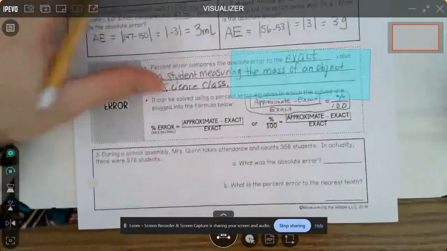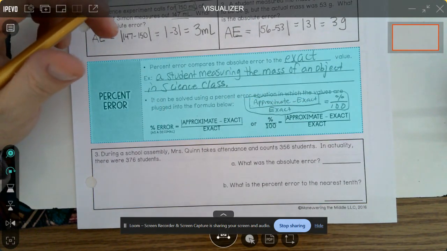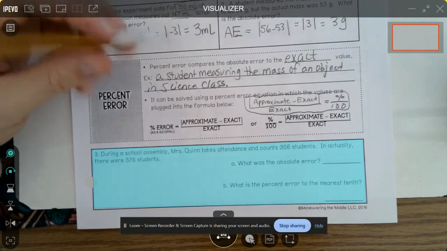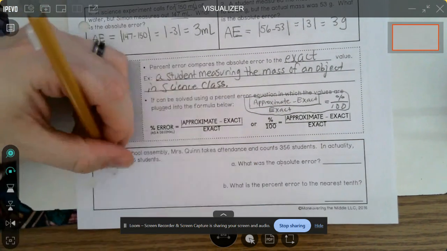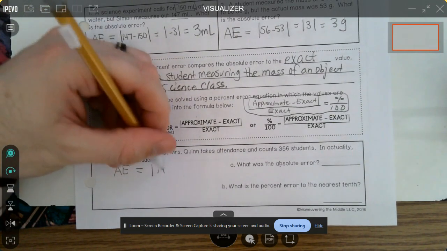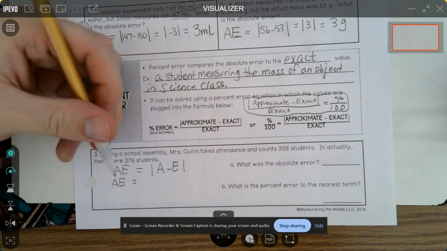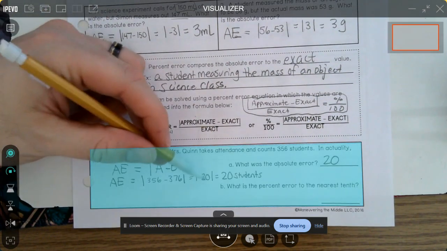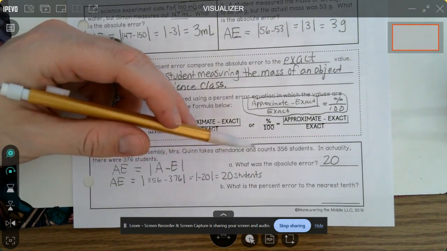Okay, so number 3. During a school assembly, Mrs. Quinn takes attendance and counts 356 students. In actuality, there were 376 students. So we need to find the absolute error first. So go ahead and pause the video. Find my absolute error, which is the absolute value of A minus E. You should have gotten an absolute value of -20 as your AE, and that turns into 20. So 20 students is my absolute error.